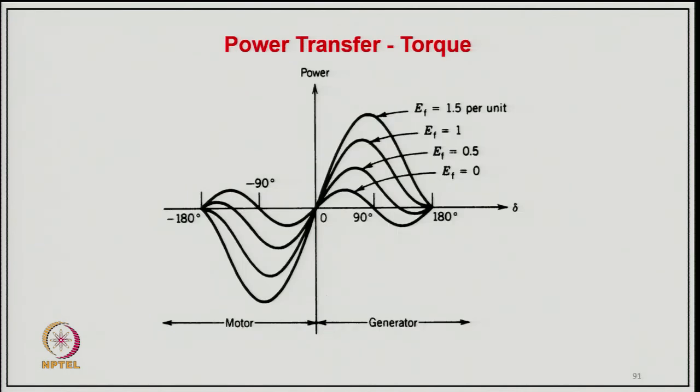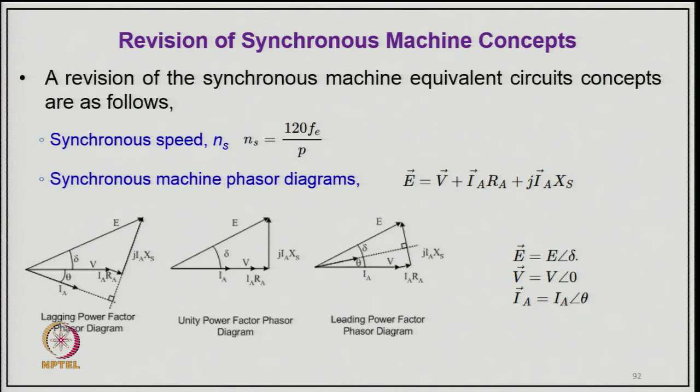And this is the power angle characteristic for different excitation. This is with 0 excitation, only saliency torque, then as you increase the excitation to half or 1 or 1.5, the effect goes on increasing. But the maximum typically goes between 0 to 90 degrees, virtually it never touches 90, it is lower. This is for generator, this is for motor. Negative power angle is always for motor.